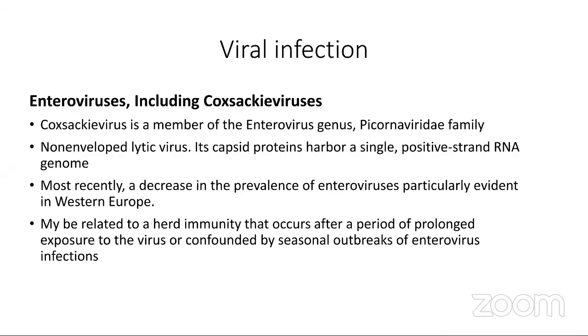Enterovirus, including Coxsackie virus, is a member of the Picornaviridae family. It is a non-enveloped lytic virus with a single-stranded RNA genome. It shares a common feature with adenovirus: it internalizes into the cell through the CAR receptor, the Coxsackie adenovirus receptor. As I said before, from 1950 to 1980, enterovirus infection was the commonest viral infection, but its incidence in Western Europe decreased in these last couple of decades. This may be due to prolonged exposure to the virus leading to herd immunity, or it can be confounded by seasonal outbreaks of enterovirus infection.